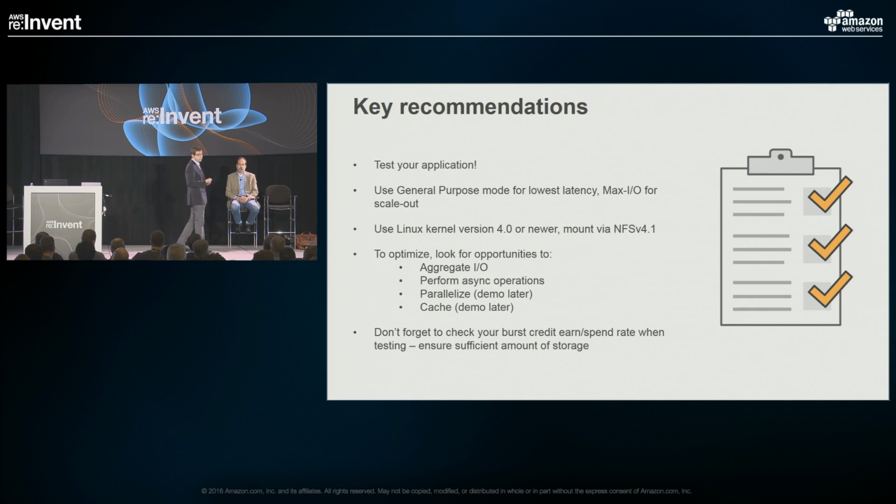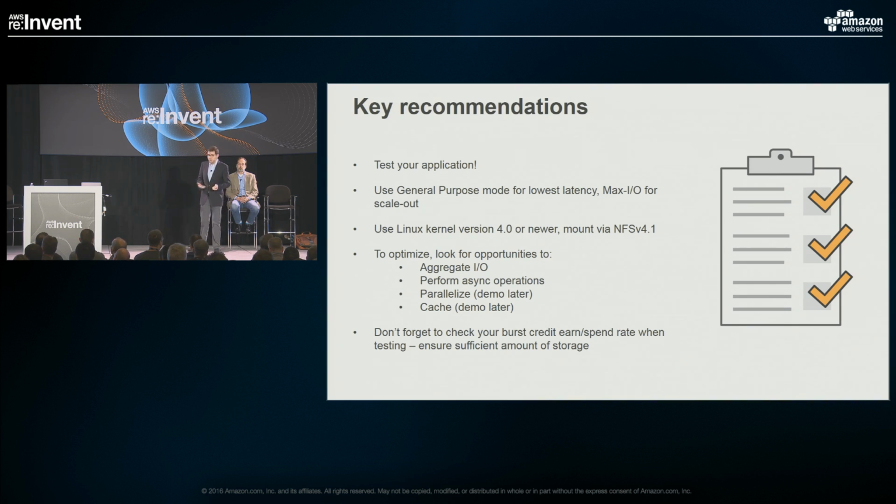Use general purpose mode for lowest latency, max I/O mode for scale out. And for most use cases, general purpose mode is the right mode. Use kernel version 4.0 or later, NFS 4.1. Look for opportunities to aggregate your I/O, so use larger I/O sizes when you're reading and writing data.